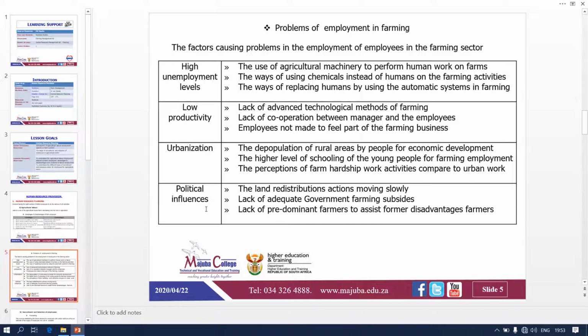Political influences: the land redistribution actions moving slowly, lack of adequate government farming subsidies, and the lack of predominant farmers to assist the formerly disadvantaged farmers. We need these three things to be corrected in order for farming employment to go smoothly. Okay, let's move forward.